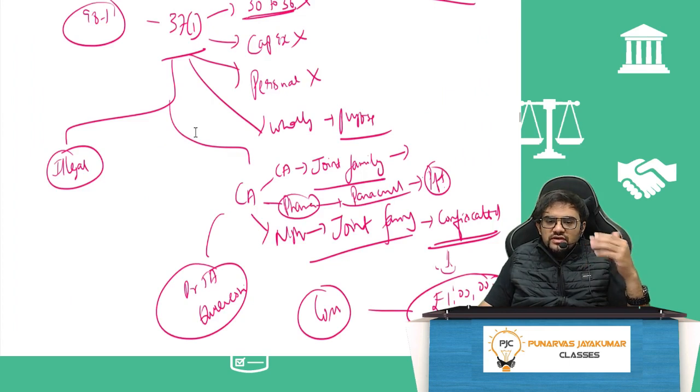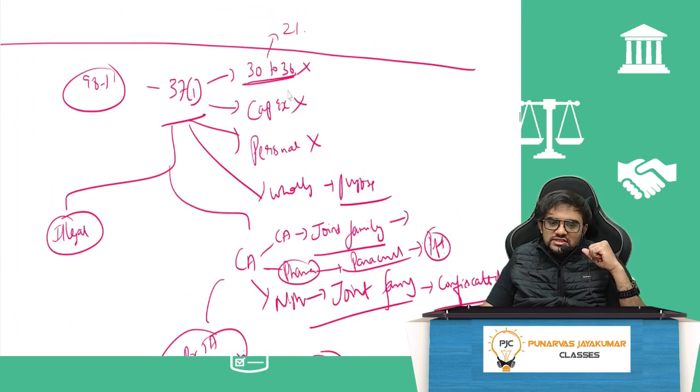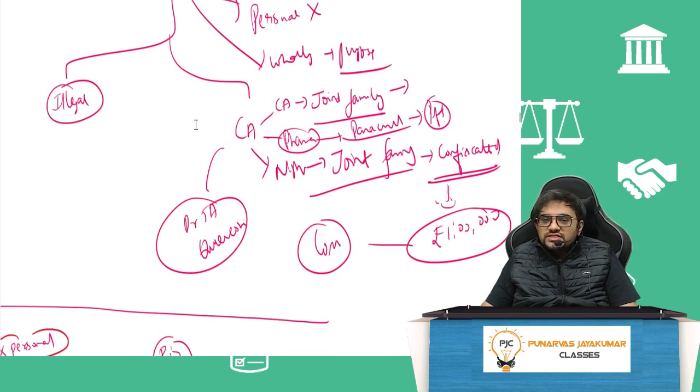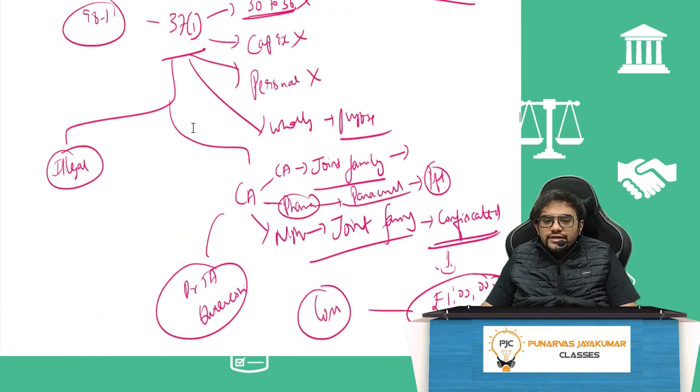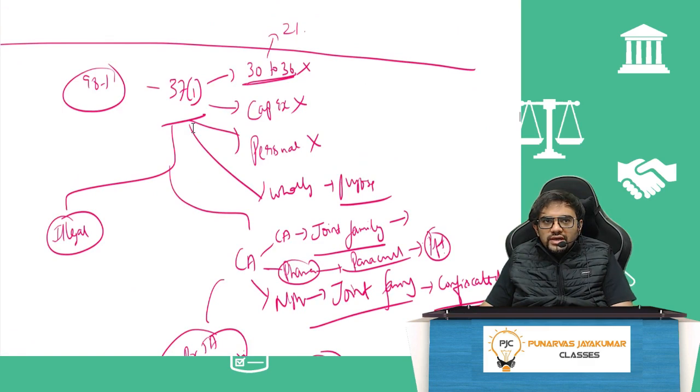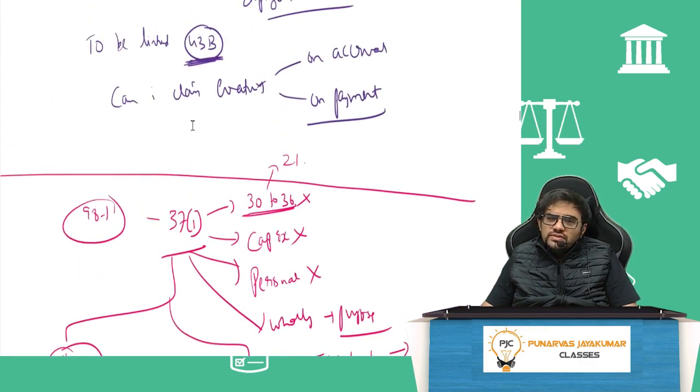Coming to 37.1, my dear friends, all expenses under 3236, if it is not covered, it will come under 37. Capital expenditure will not be there, but it should not be in the nature of personal expenditure. It should be wholly used for the purpose of business, undoubtedly. What about expenditure to carry on illegal business?